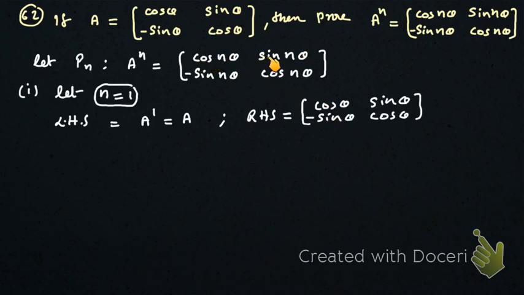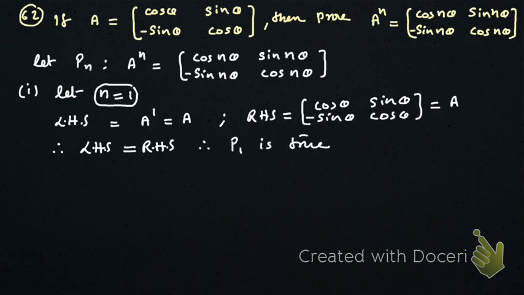So cos 1 theta, sin 1 theta, minus sin 1 theta, cos 1 theta. But that, if you go back and check your question, that's actually your a. So RHS also becomes a. So LHS was a, RHS is also now a. So LHS equal to RHS, which means we proved that the result is true for n equal to 1, or rather P1 is true.